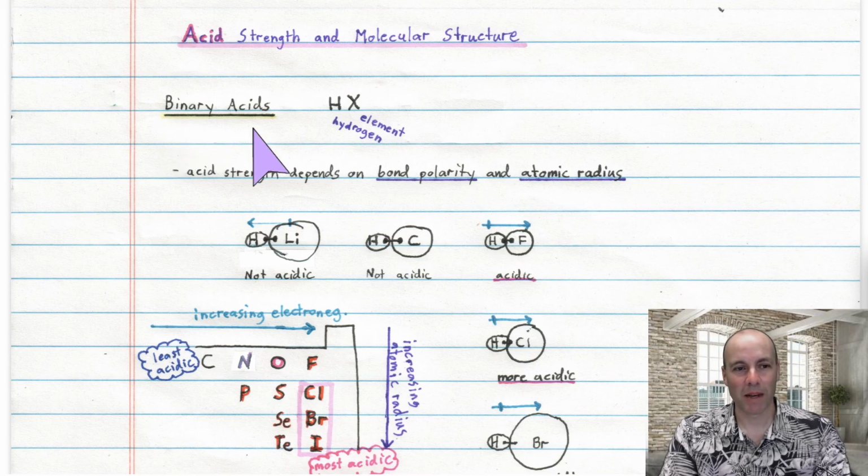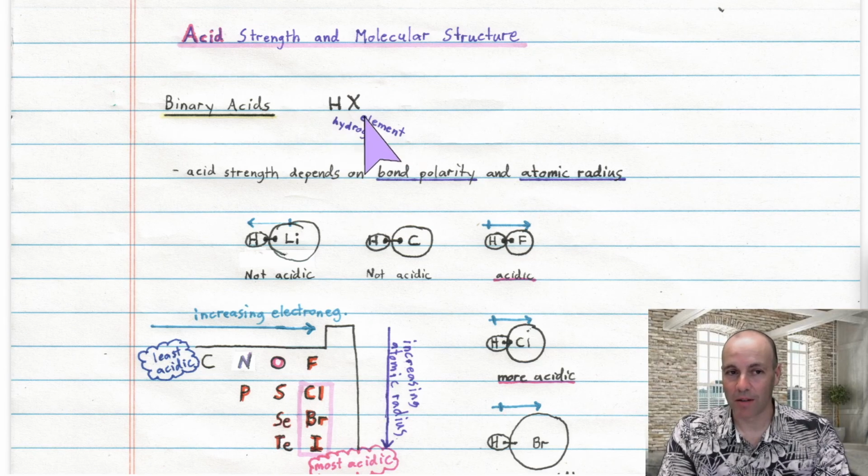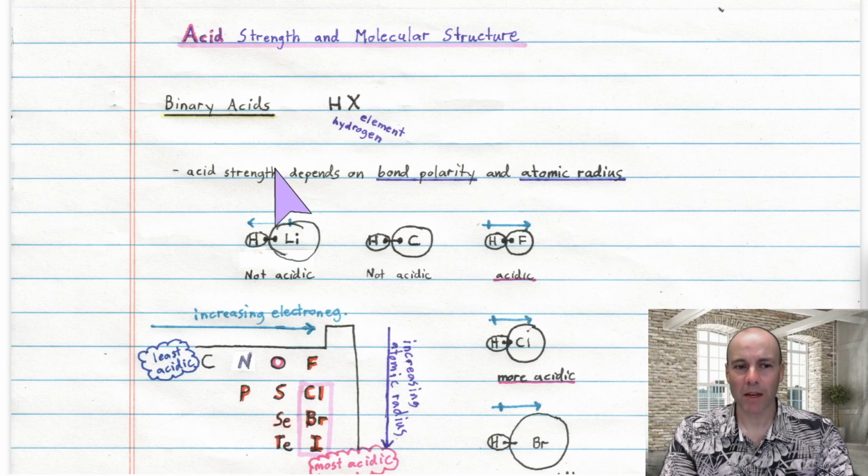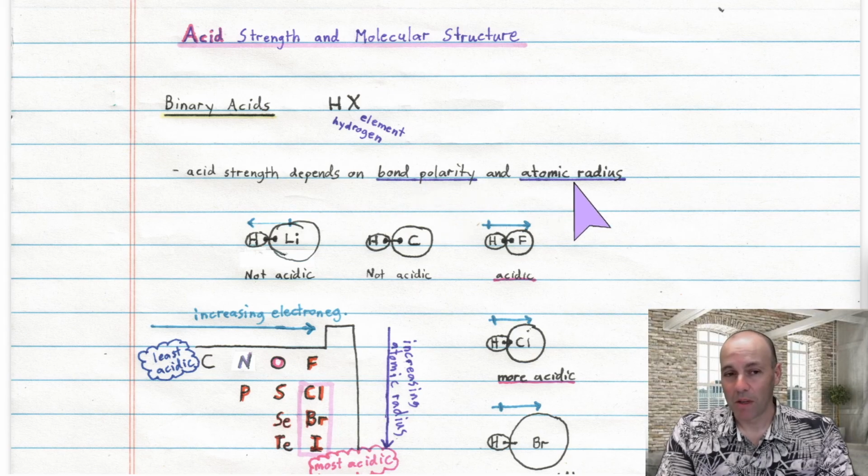Let's first discuss binary acids. These are when hydrogen is attached with one other element, like hydrochloric acid, HCl, or hydrofluoric acid, HF. Those are binary acids. For binary acids, acid strength depends on bond polarity and atomic radius. These two factors, if you know about them, you can predict the acid strength.